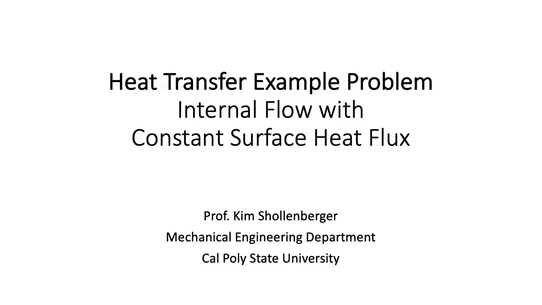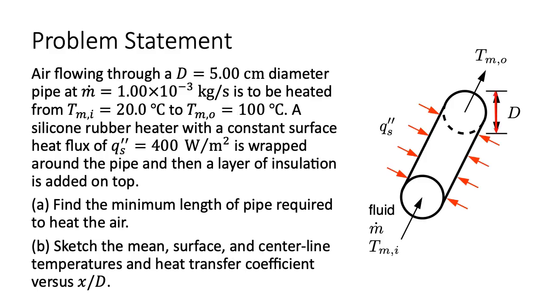Heat transfer example problem, internal flow with constant surface heat flux. Air flowing through a 5 centimeter diameter pipe at a mass flow rate of 0.001 kilograms per second is to be heated from 20 to 100 degrees Celsius. A silicon rubber heater with a constant surface heat flux of 400 watts for every square meter is wrapped around the pipe, and then a layer of insulation is added on top.